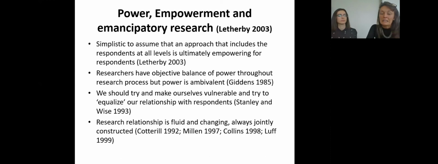And again, just to remind you that the research relationship is fluid, changing, and is always jointly constructed. So just as it's too simplistic to say the researcher is always in control, it's also too simplistic to say that the participants are in control. It's always shifting. And I think that we need to be mindful of that and reflect on that at every stage of the research, from the initial crafting of our research question, in the field, and when we're disseminating.